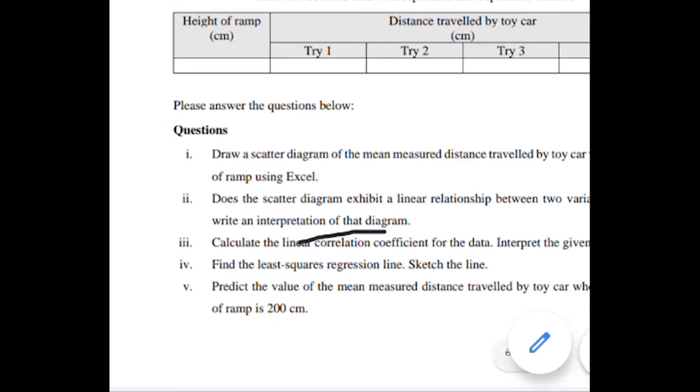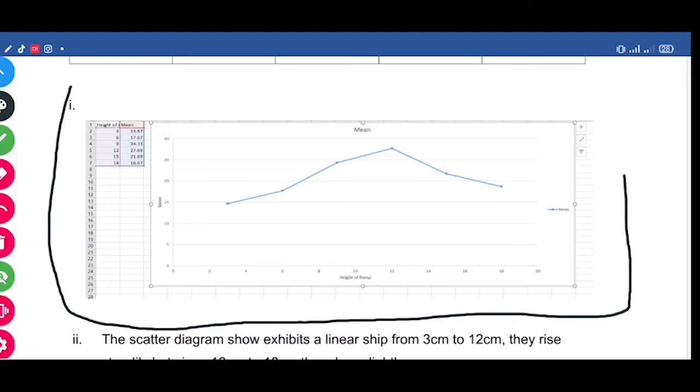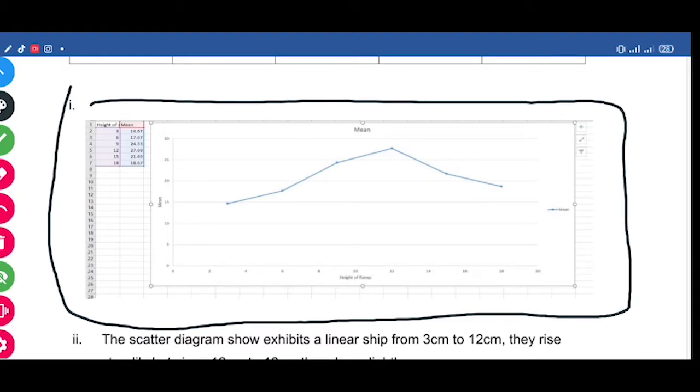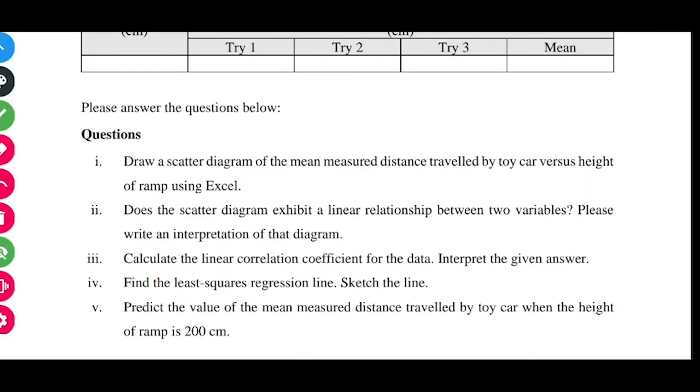Question 1 asks to draw a scatter diagram. Okay, so this is the diagram and it shows the value of the height of ramp versus mean. So this is the plot graph of each height: this is for 3, for 6, for 9, for 12, for 15 and for 18. Okay, after that let's see question number 2.